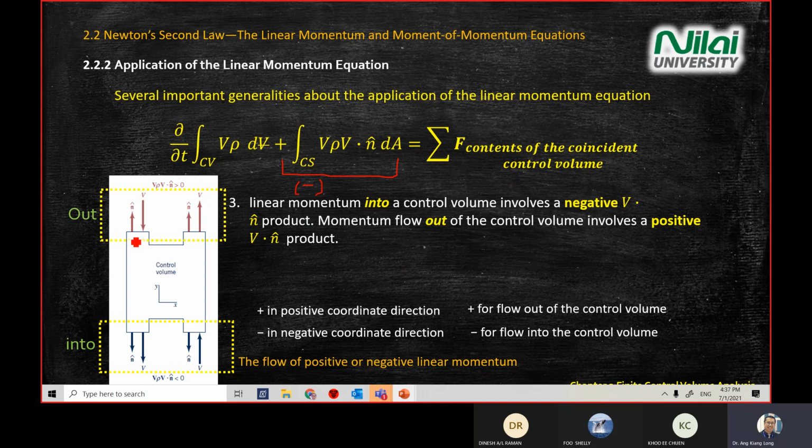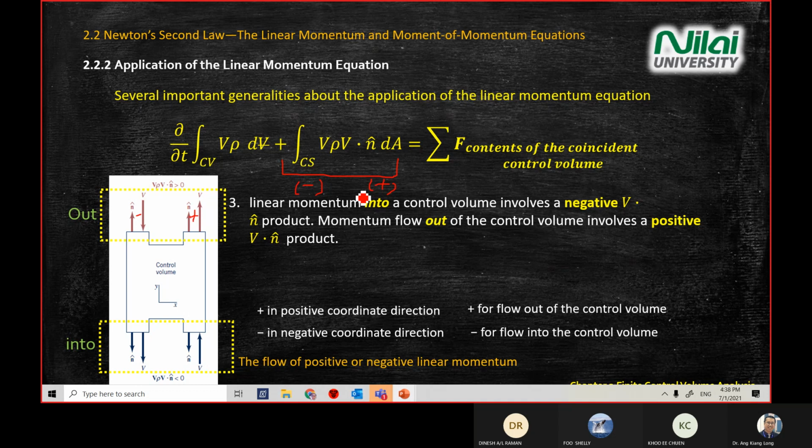And if you have an outlet, you apply a similar understanding. If you have an outlet, no matter whether you have a negative linear momentum or positive linear momentum, if you are referring to an outlet, you will get a positive sign for the product. In the diagram, V rho V dot n hat more than 0 means it's a positive value.